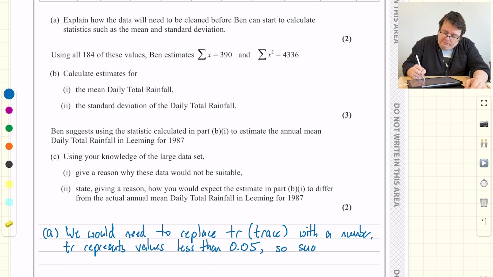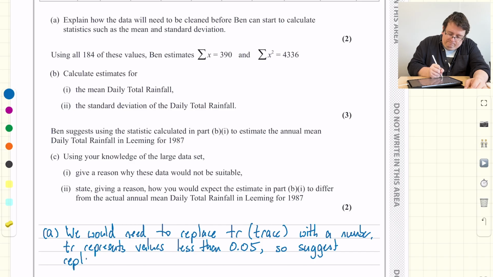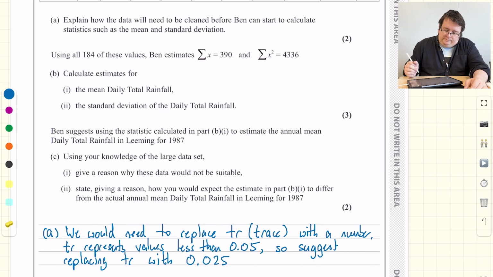So suggest replacing TR with 0.025. So that's the midpoint of 0.05.